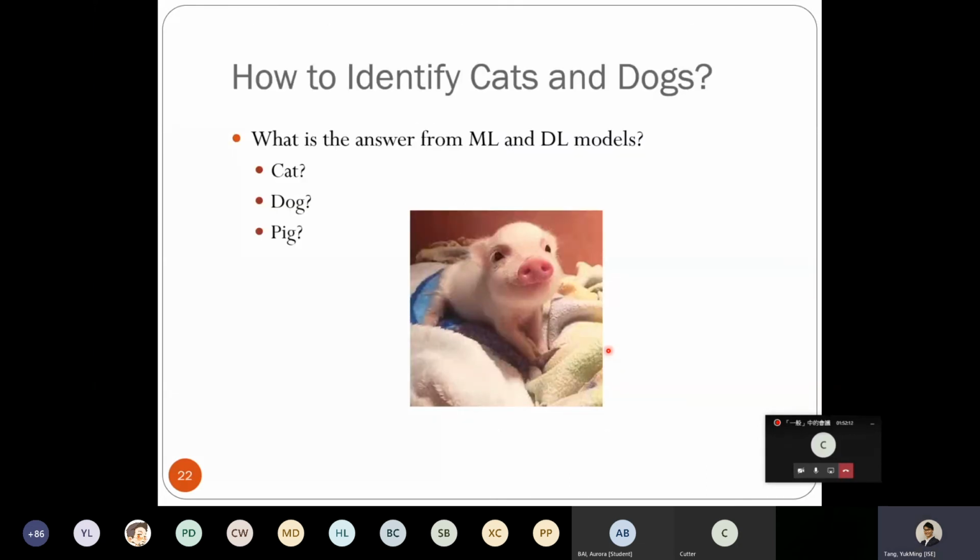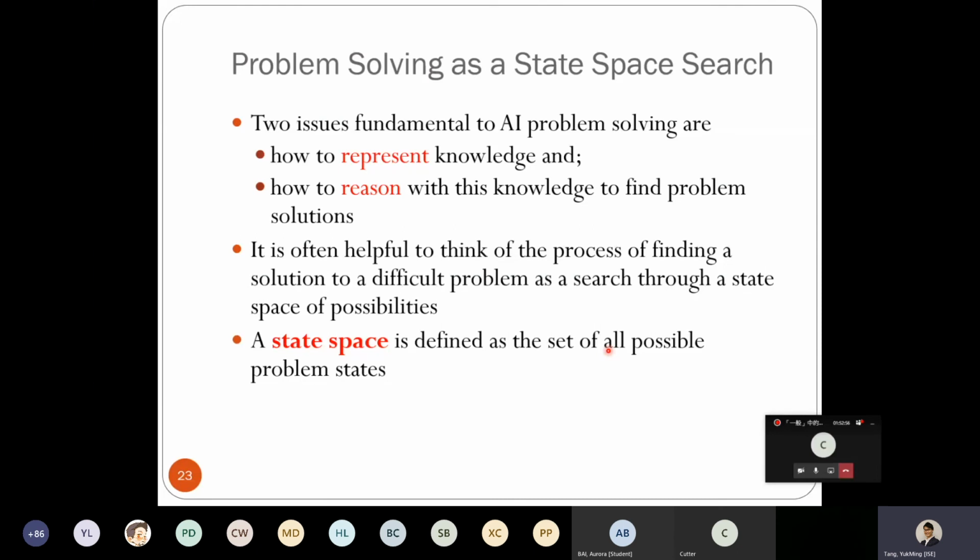So finally, we have this picture. What is the answer from the machine learning and the deep learning? Is it cat, dog, or a pig? The answer is either cat or dog. The computer cannot show you the answer pig, because we didn't tell the computer yet what is cat and what is dog. Later on we'll cover it in more detail; we'll talk about the neural network in the next lecture.